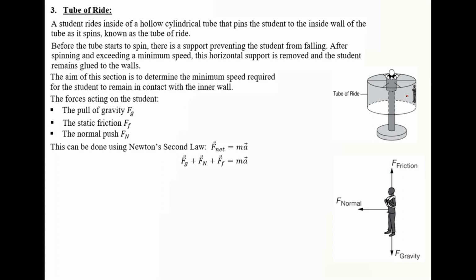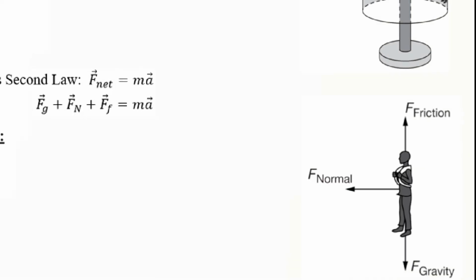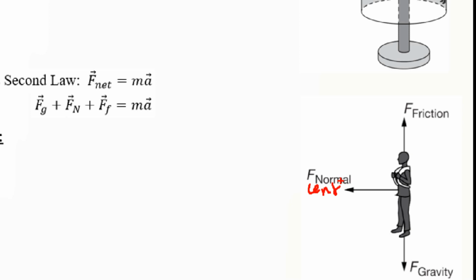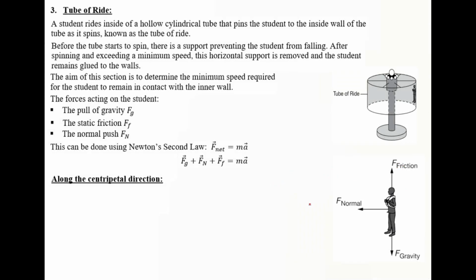Knowing that this is a vector equation, it can be projected along different directions, giving birth to two linear equations. Along the centripetal direction, which is positive, the pull of gravity is 0, the normal force is the normal force, and the friction is 0, that would be mv square over r. Then Fn is mv square over r.